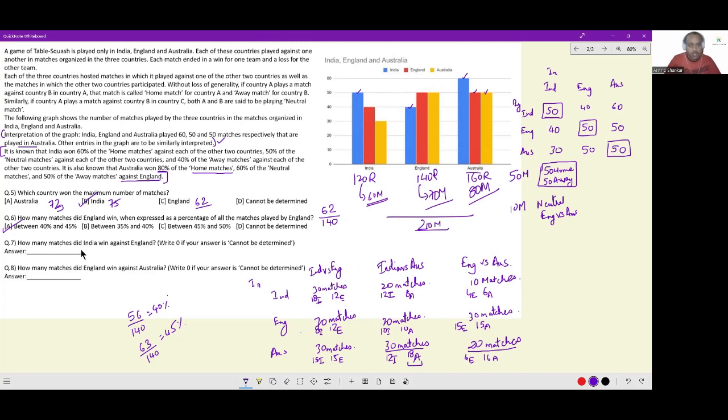Next, how many matches did India win against England? Only India win against England we need. So 18 and 8 and 15. So 26 and 15. 41 matches India won against England. And then how many matches did England win against Australia? England against Australia is 4 plus 15, 19. 19 plus 4 is 23. 23 matches England wins against Australia.